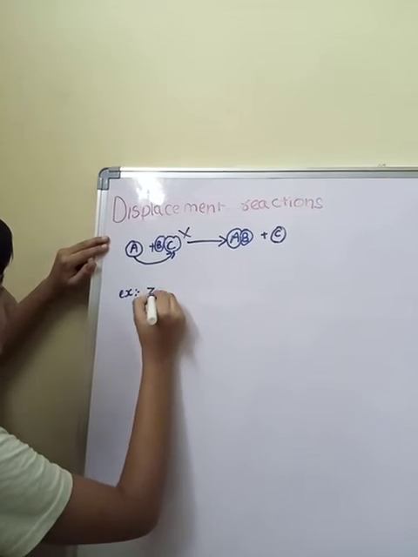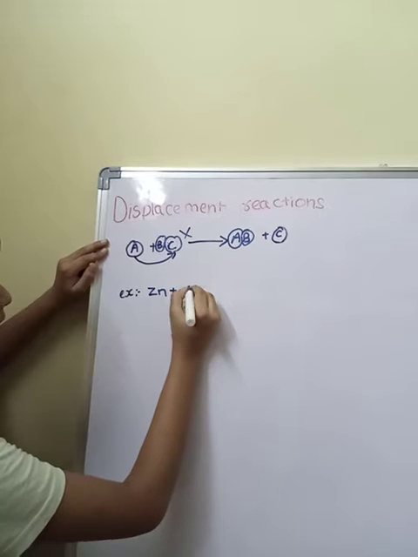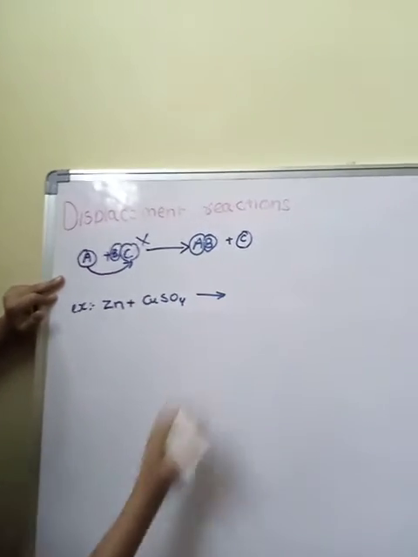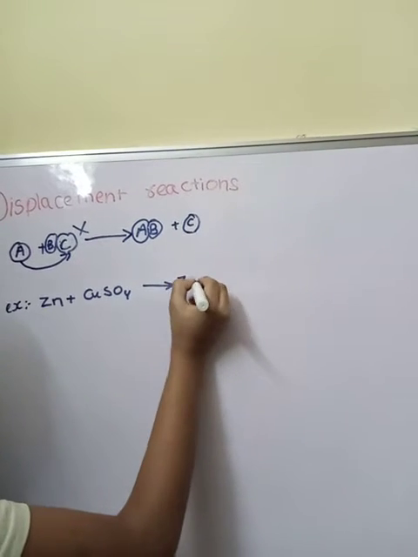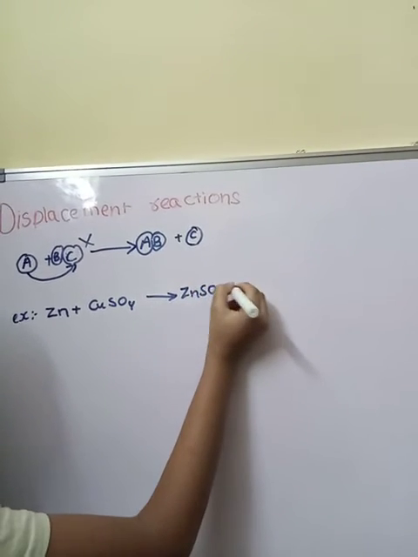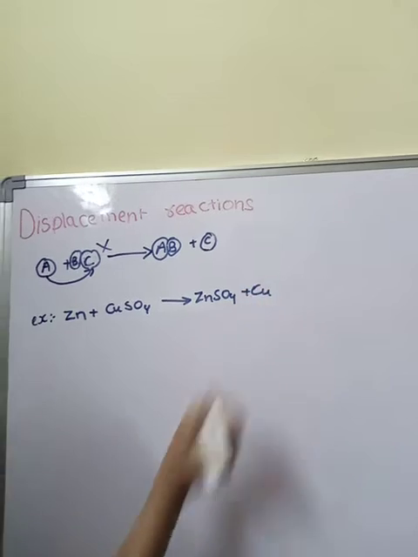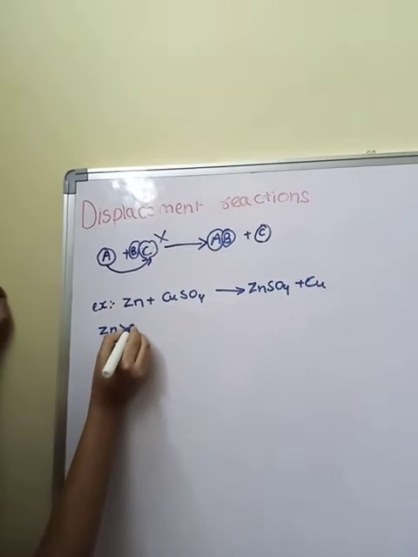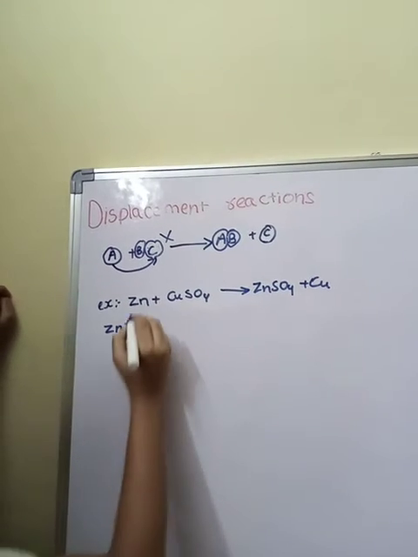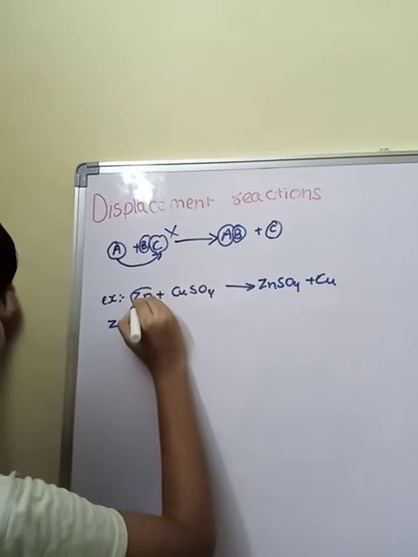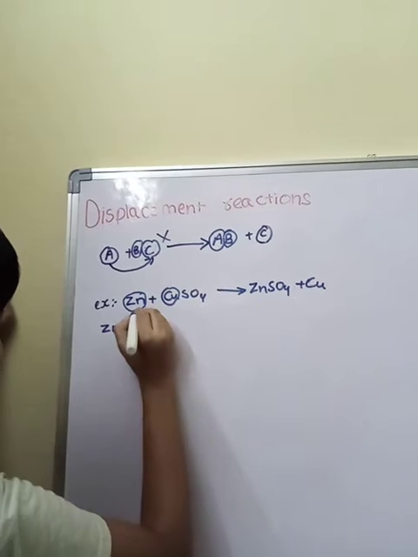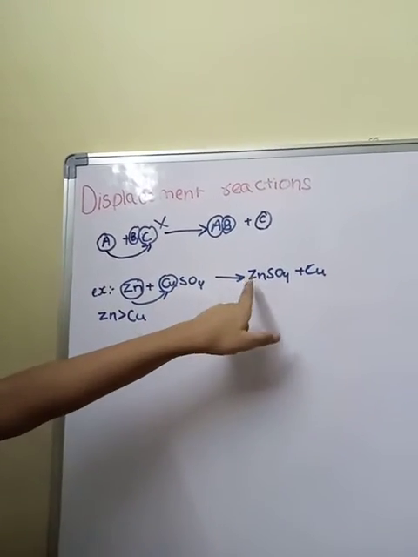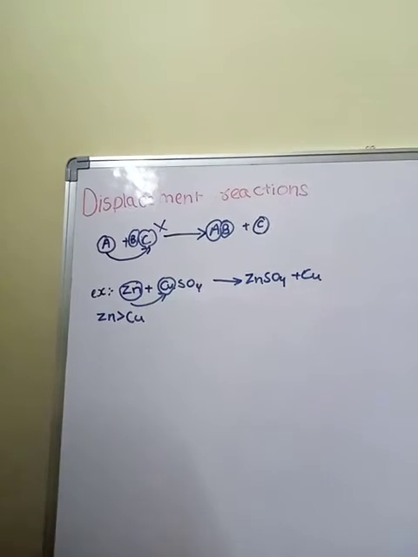Suppose an example is, if I am taking Zn and reacting it with CuSO4, it gives me ZnSO4 plus Cu. What happens here? Zn is more reactive than Cu. That's why this Zn displaces this Cu from CuSO4 and forms ZnSO4 plus Cu.